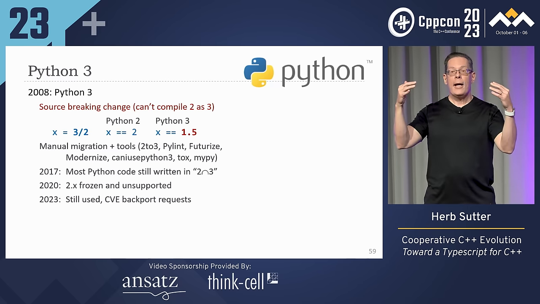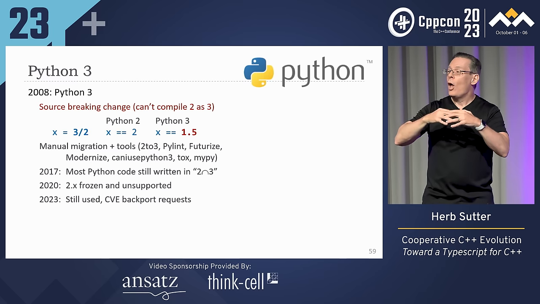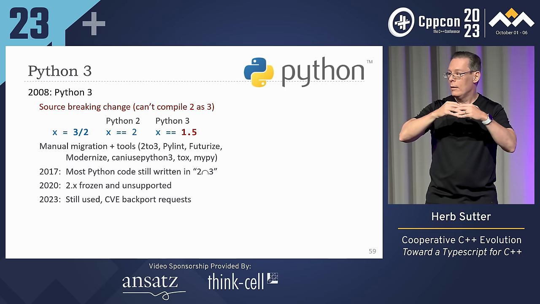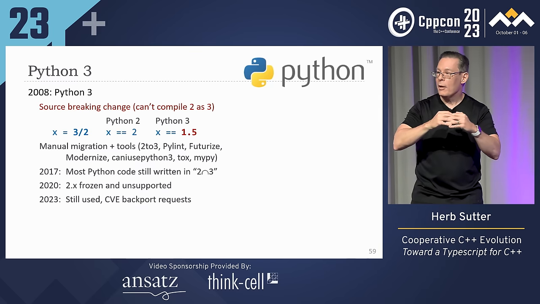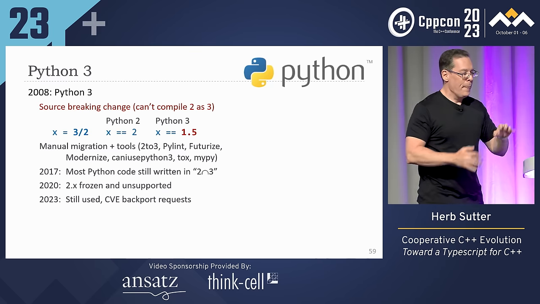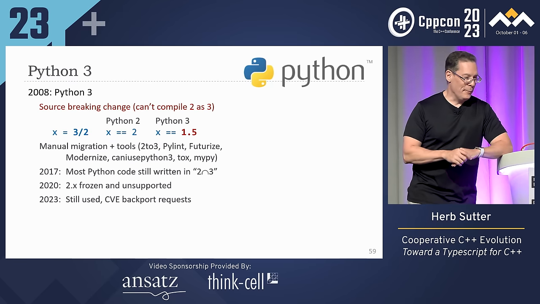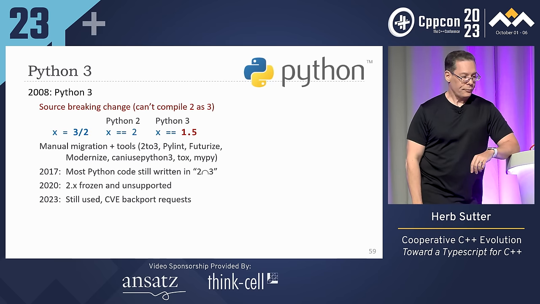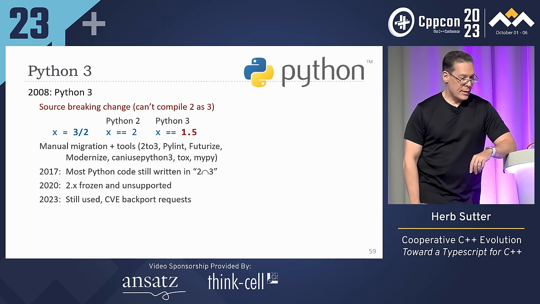That means, for compatibility with either 2 or 3, I am deliberately not using the unique best parts of 2 or of 3. I'm deliberately not using the good stuff for compatibility, which is kind of terrible. In 2020, I'll skip over the pandemic joke here, 2.x was frozen and stopped being supported, even for vulnerabilities, even for security fixes. And today, 2023, it's still used.